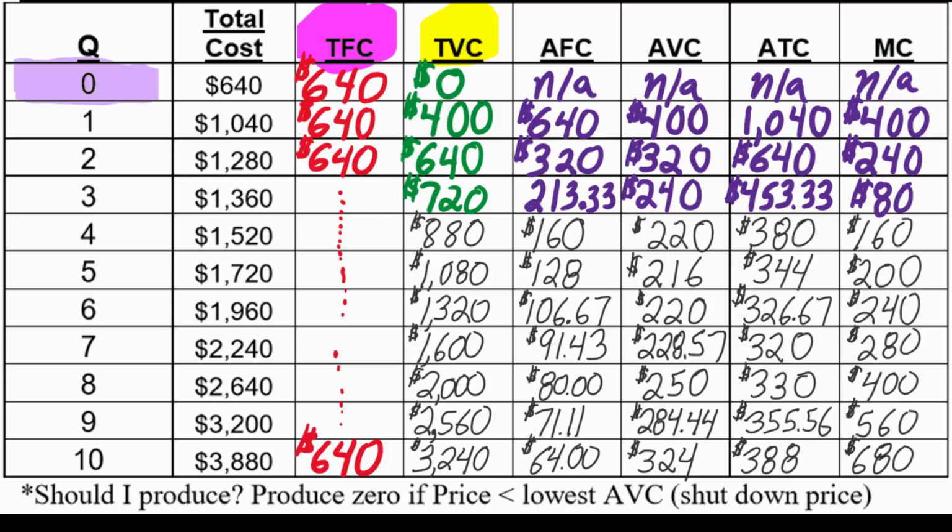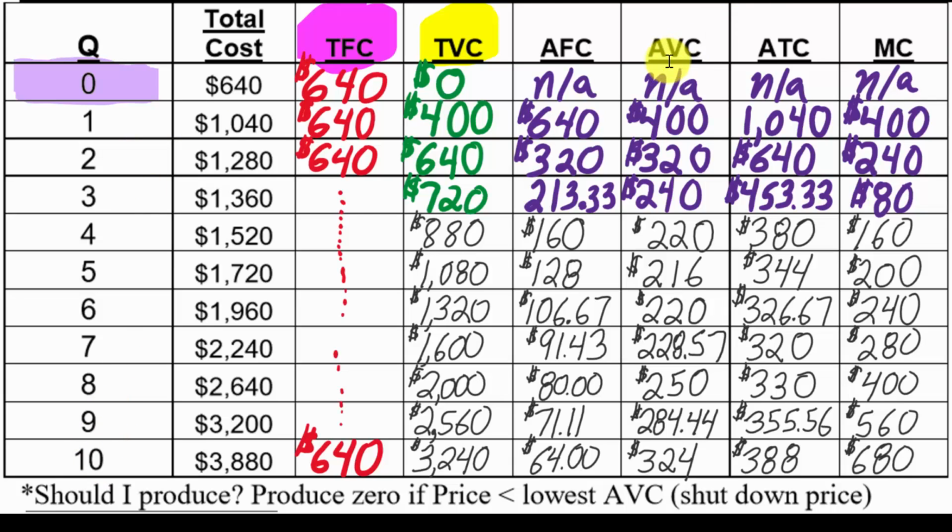So first thing I want you to notice here is that average fixed cost is always going to go down, down, down the more we produce. Because we're taking this fixed cost, $640, and we're dividing it by larger and larger numbers of output that we've produced. So average fixed cost is always going to keep decreasing.